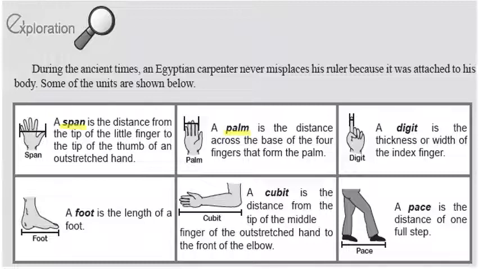Next is the palm. A palm is the distance across the base of the four fingers that form the palm. So, these four fingers, class, just like in the figure you see, is called the palm. Next is the digit. A digit is the thickness or width of the index finger. So, your index finger is called a digit. Next is the foot. A foot is the length of a foot. So, the length of your foot is your 1 foot.